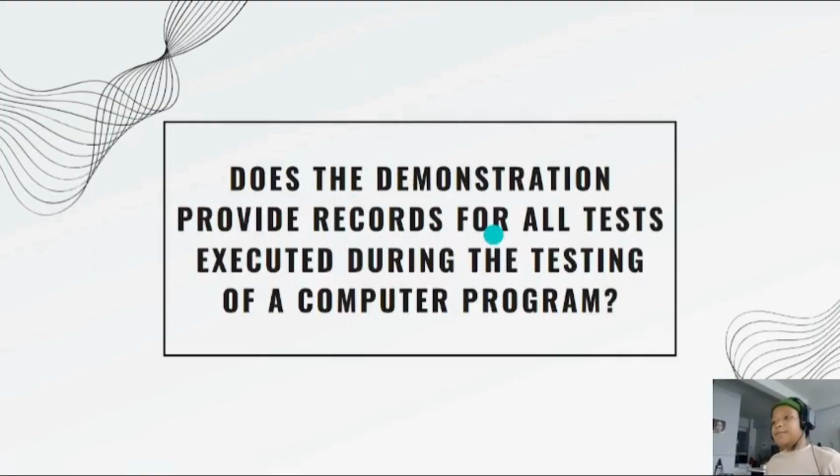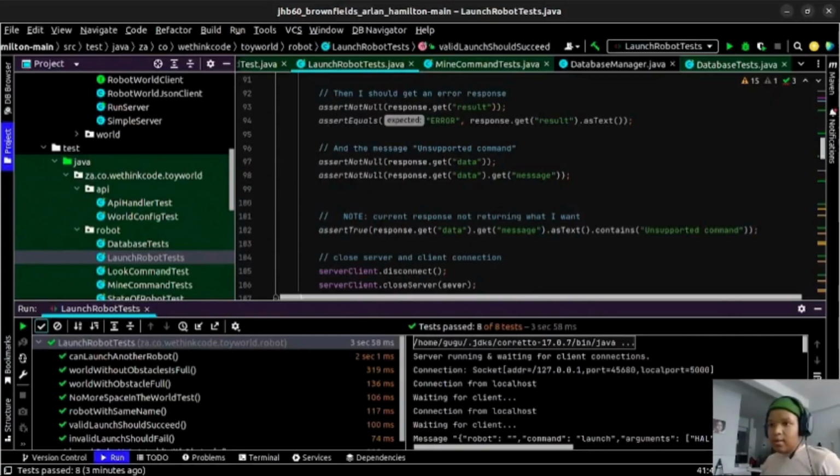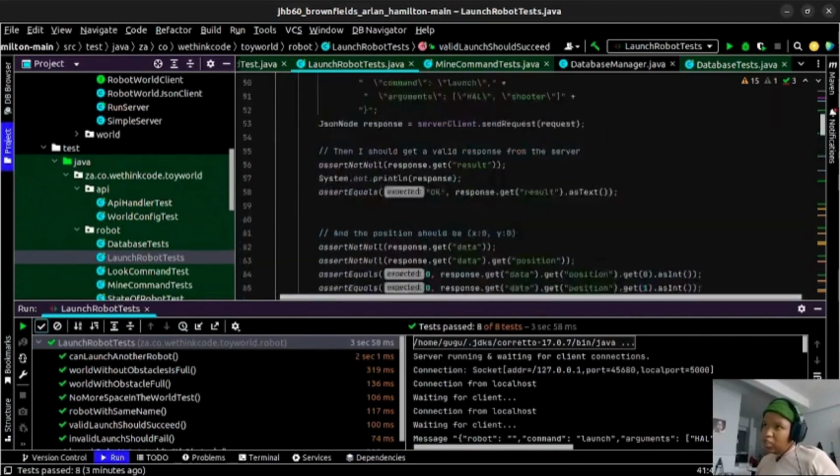Now going forward, does the demonstration identify variations from expected test results from testing a computer program and give reasons where available? If, for example, we now go back to our project, we go to launch.